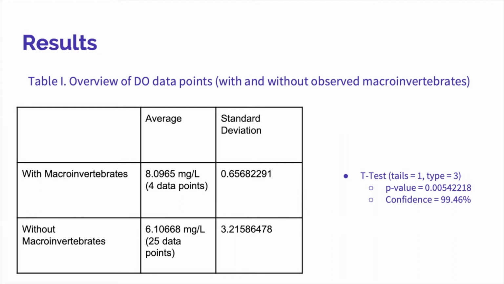The resulting p-value was 0.00542, and when subtracted from 1 and multiplied by 100, it equaled a confidence of 99.457782%. Table 1 provides an overview of the calculations performed for the two datasets, including the average and standard deviation of each, along with the results of my t-test.